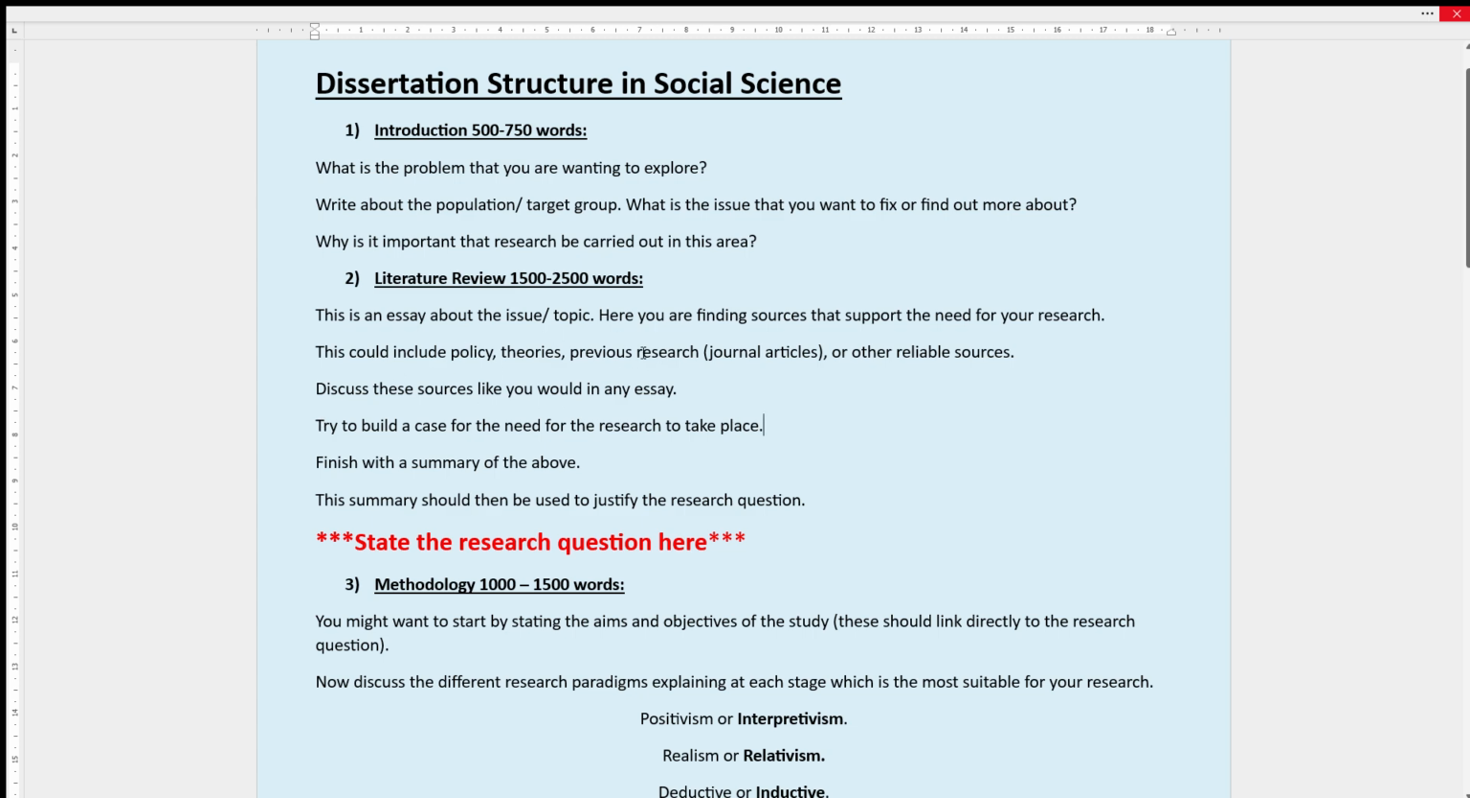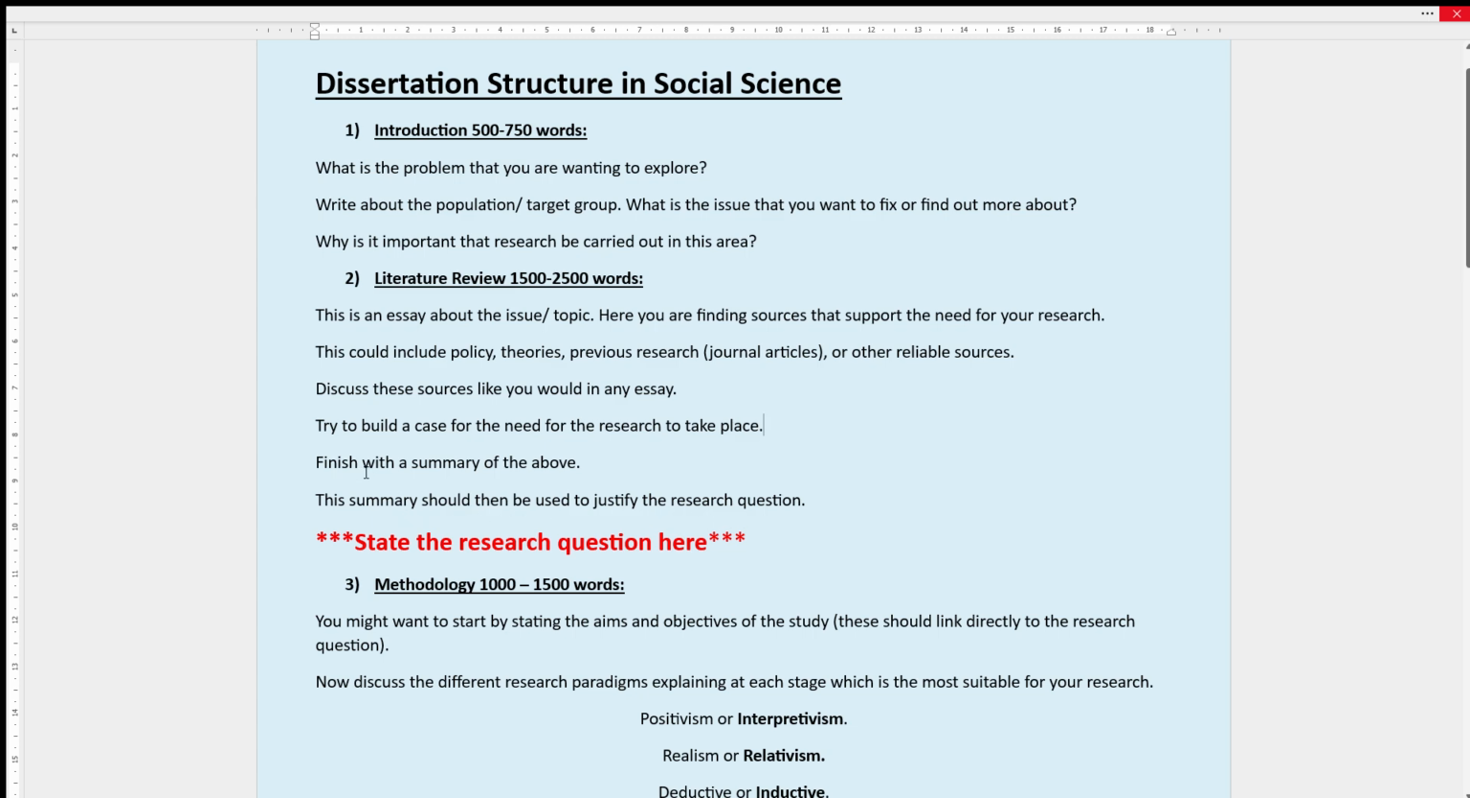And that's the idea of all this research above. It should be pointing out the need for this research question to be answered, the gap in research, the rationale, why it's important, the topic. So we're trying to build that case for the research to take place, and then we summarize the above, and then that summary should lead directly into the research question.